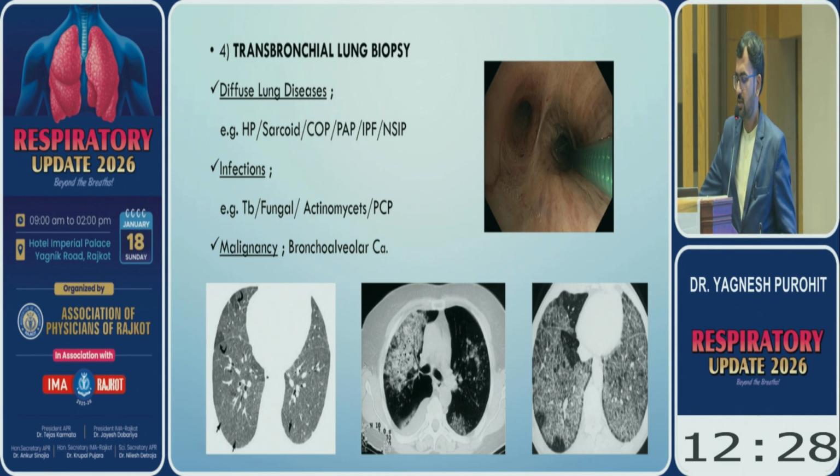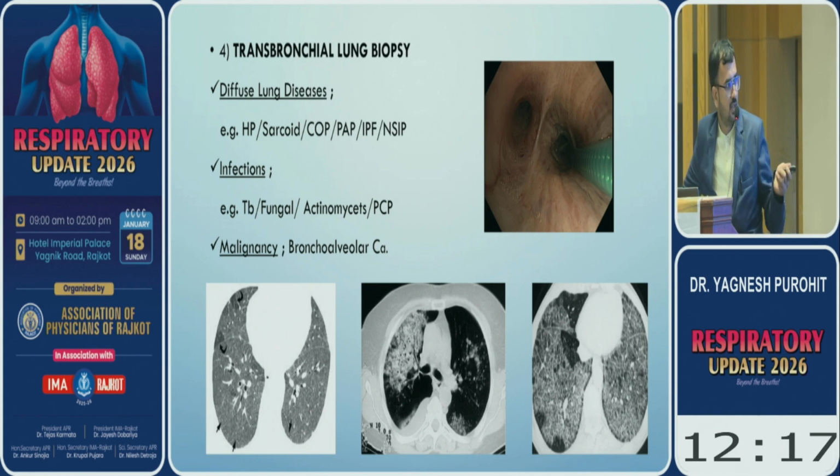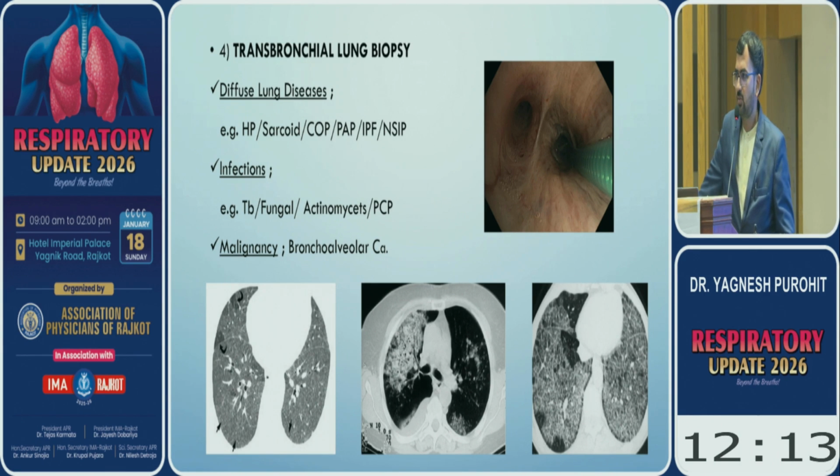In malignancy, especially in bronchoalveolar carcinoma, where the radiological finding looks like a consolidation, they generally present as a non-resolving pneumonia kind of thing. The second CT image which was shown looks like an infection, but in such cases, sometimes CT guided biopsy also does not give a diagnosis, but in these cases, transbronchial lung biopsy gives us better yield.